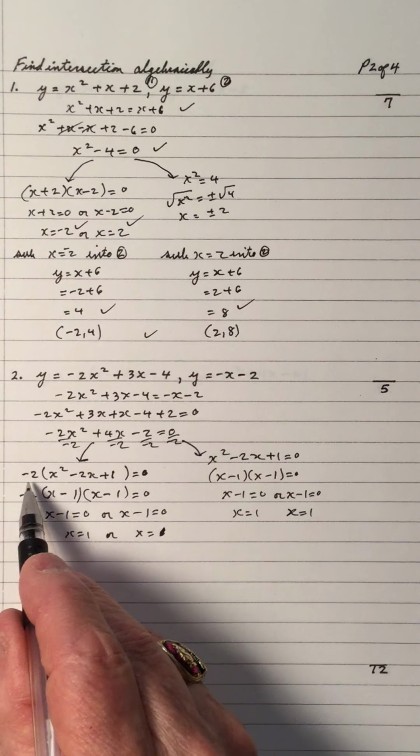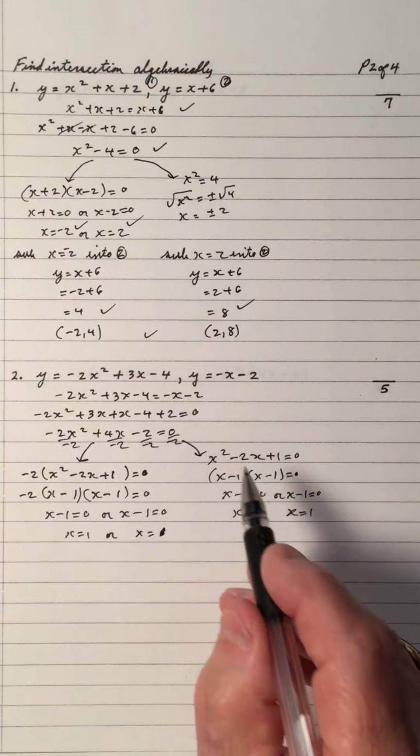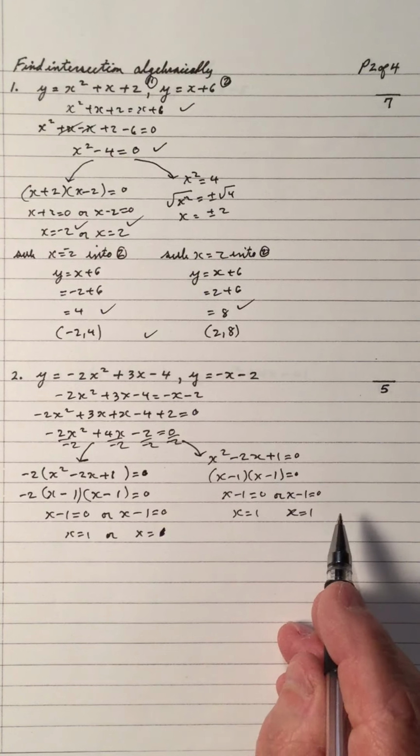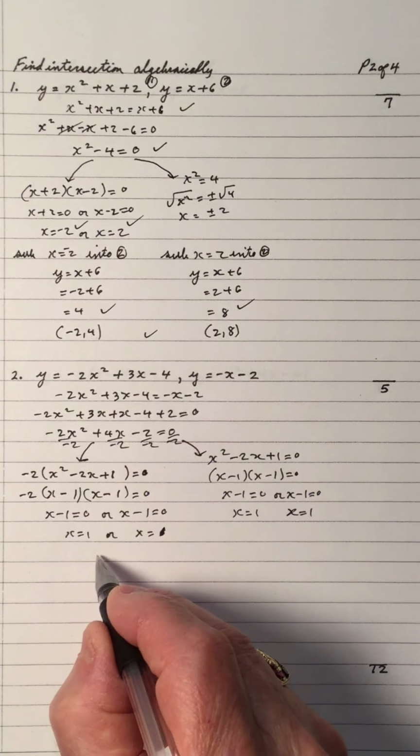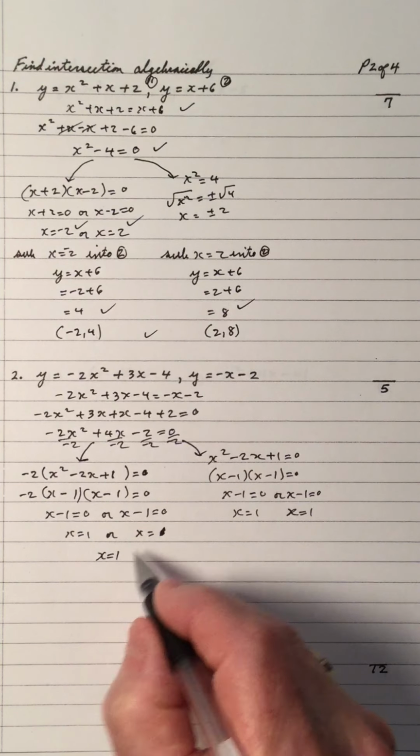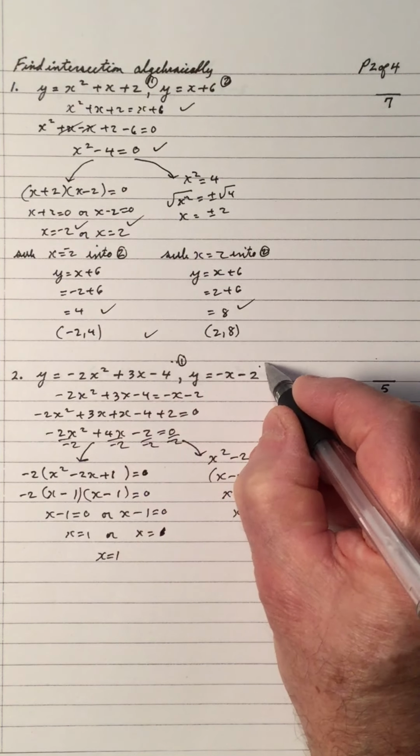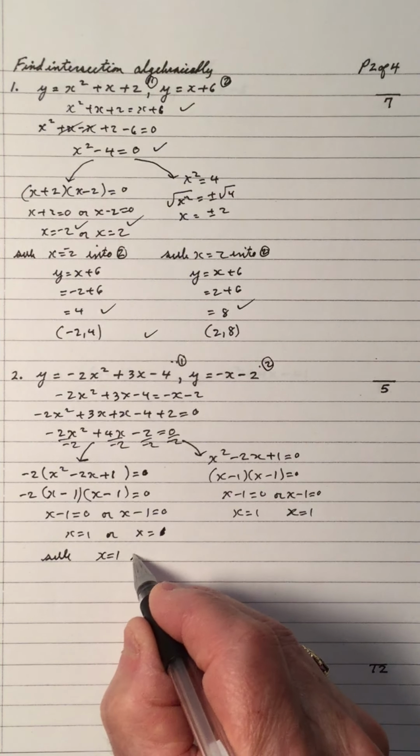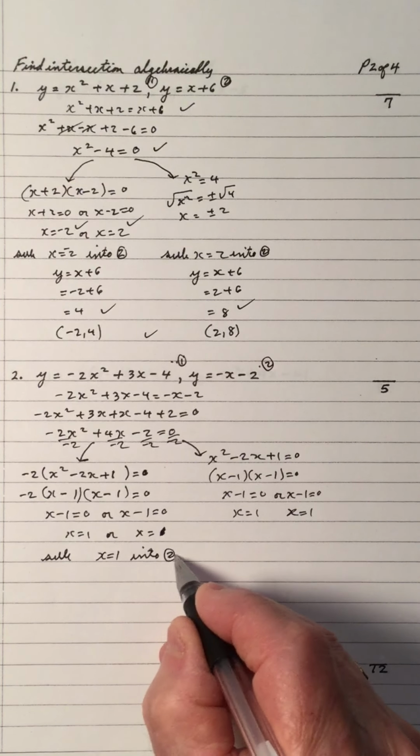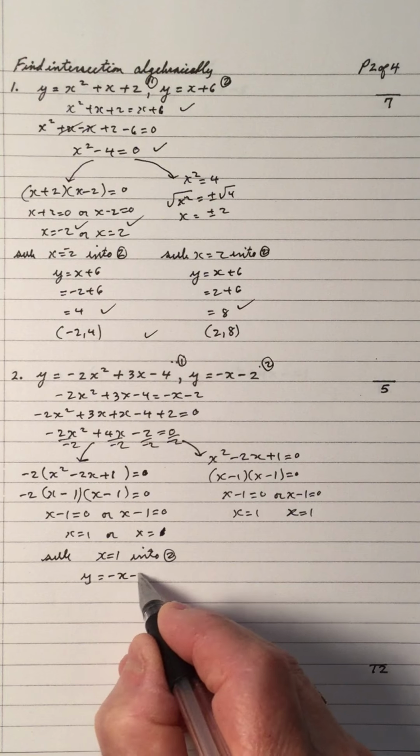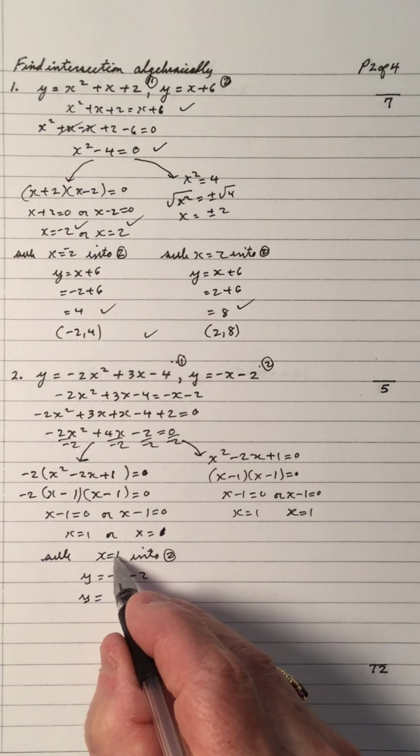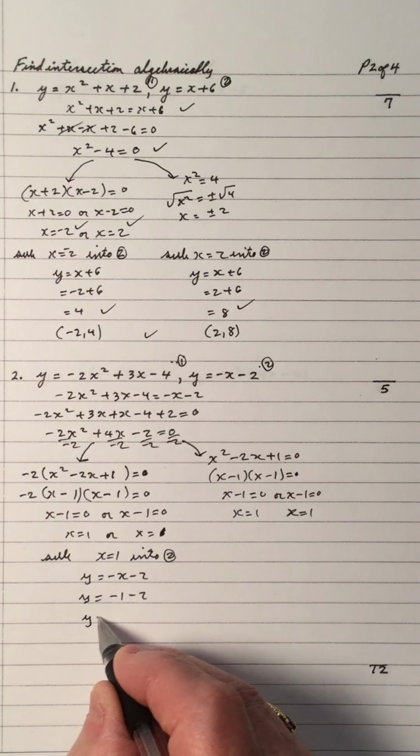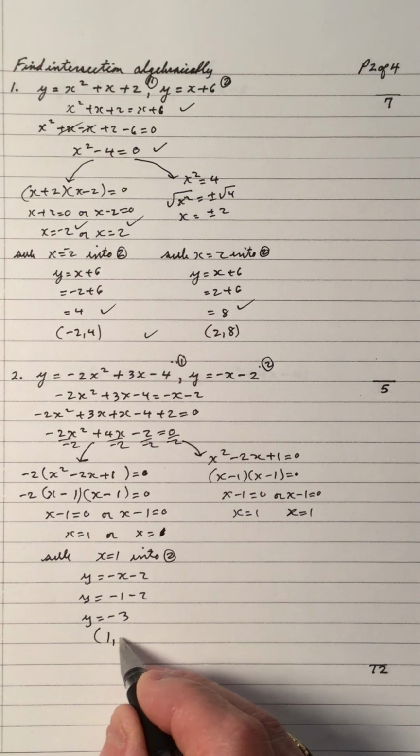But here I factored the negative 2 out, and then I factored the trinomial. Here, because it's an equation, I divided by the negative 2 and picked up the trinomial right away. But we have x equals 1, so when x equals 1, let's call this one equation 1, this one equation 2. I'm going to sub x equals 1 into the linear, which is number 2. So y equals negative x minus 2. Y equals, and x is 1, so the negative of x is negative 1 minus 2. So y is equal to negative 3. So when x is 1, y is negative 3.